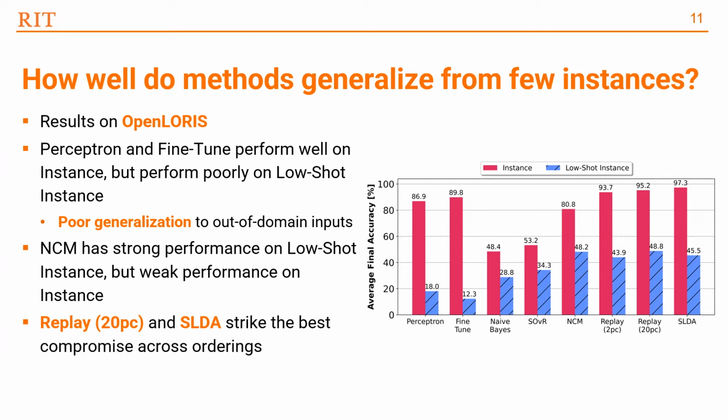It is interesting to first look at methods that performed well on the instance ordering but performed poorly on the low-shot instance ordering. This includes the perceptron and fine-tune classifiers, which likely have poor performance due to their inability to generalize to out-of-domain inputs. On the other hand, the nearest class mean classifier had strong performance on the low-shot instance ordering, but weaker performance on the instance ordering. Overall, the replay and SLDA classifiers had the best performance across orderings.